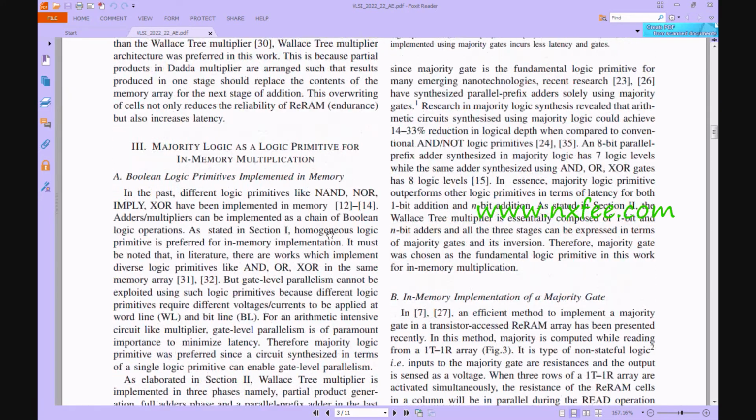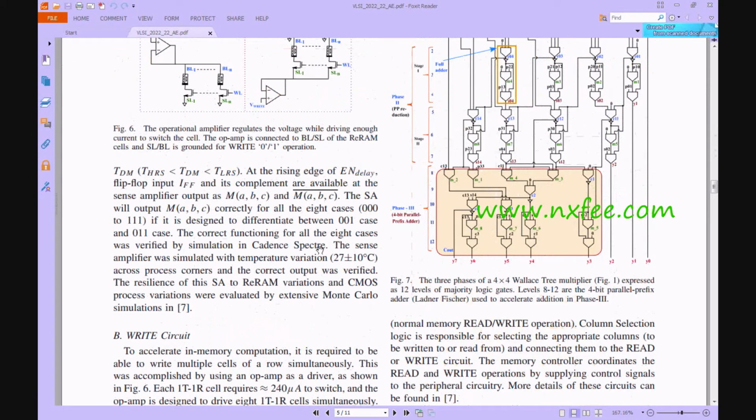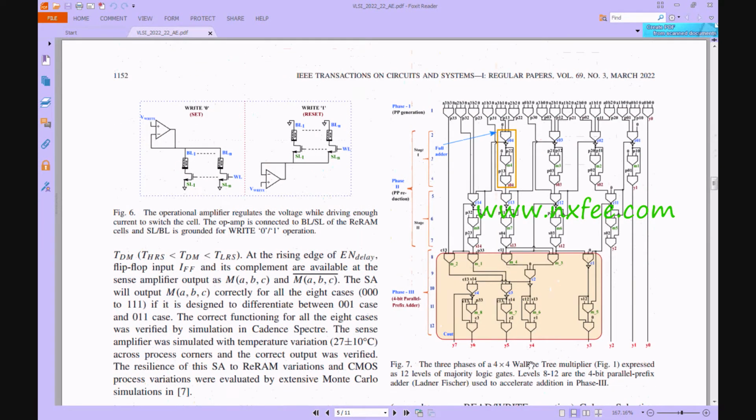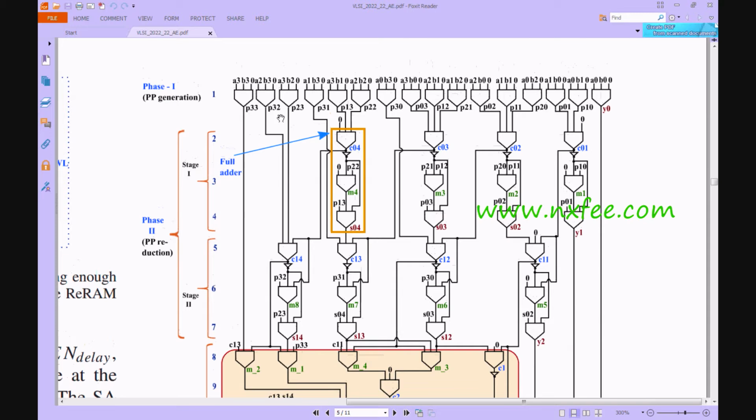Here you can check the architecture of the Wallace Tree multiplication. This is a 4x4 Wallace Tree multiplier. Initially, in the multiplication we need to generate the partial products. Once the partial products are generated, we give them to a full adder, half adder or compressor. That is the process of the Wallace Tree multiplier, and of any approximate multiplier method.